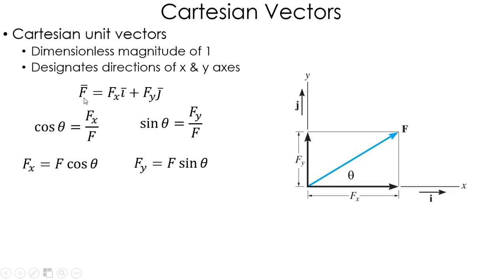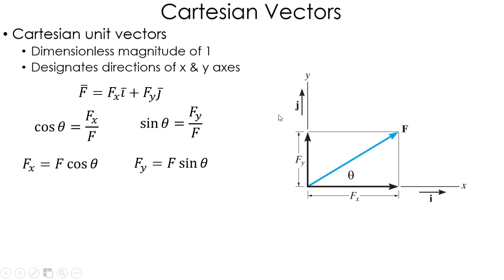So we could write a force vector like I have here as the force in the x direction times the i unit vector plus the force in the y direction times the j unit vector. So again, I have this magnitude Fx in the i direction and this magnitude in the y direction, and I multiply that times the j vector. So this is how I would represent a vector in Cartesian form, using the x component times i plus the y component times j.